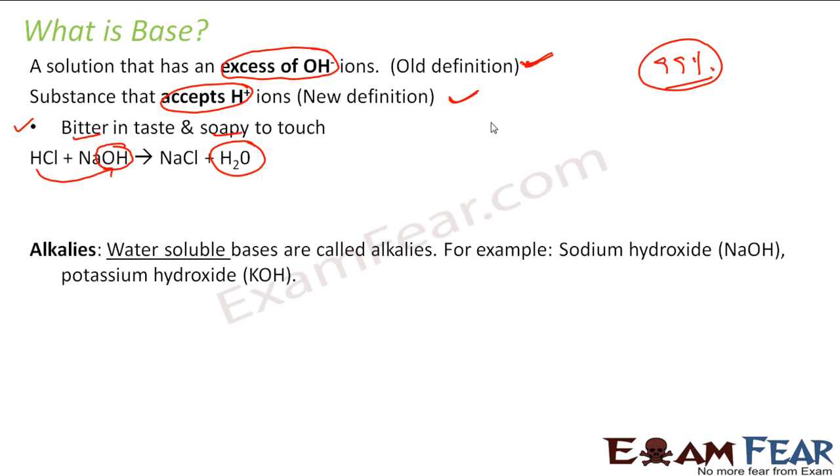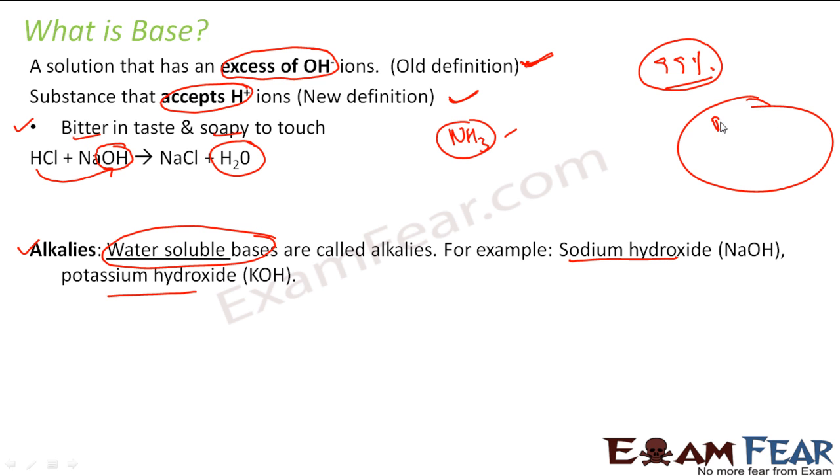So we'll take an example where the first definition fails. That example will be the reaction of ammonia with something. I'll explain this. But before that, let me take this alkali part. What is alkali? Alkali is a subset of base, right, which are water soluble. So you can say water soluble bases are called alkali, because all the bases are not water soluble. Some bases are water soluble, some bases are non-water soluble. So water soluble bases are called alkali. For example, sodium hydroxide, potassium hydroxide, they are all water soluble. Correct. So it is like this.